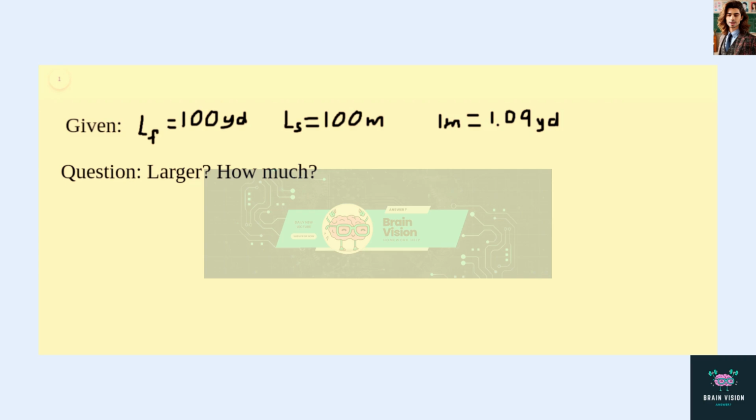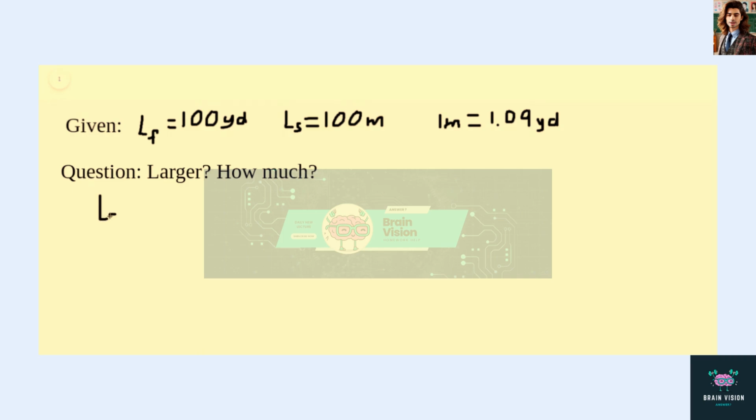Already, just by looking at this, since a meter is bigger than a yard, and we have 100 yards and 100 meters, we know that the soccer field is going to have to be larger than the football field. But we have to actually show by how much larger it is in both meters and in yards. So let's go ahead and do it in yards first.